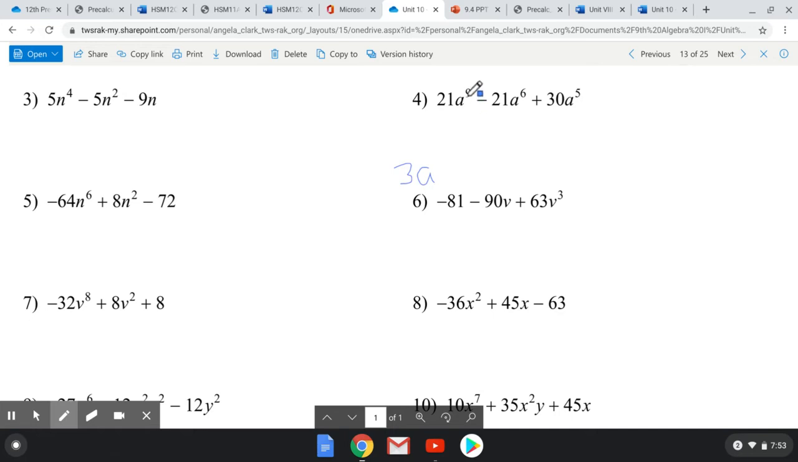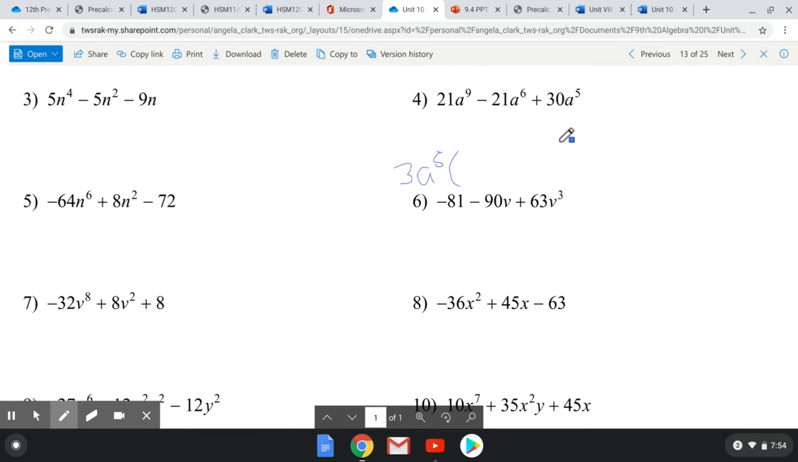If I factored out an A to the 9th, then I'd have negative exponents here, and I don't want that. So I'm going to factor out the smallest power that I have. In this case, that's going to be 5. So I'm going to factor out an A to the 5th. So that's what I'm factoring out. Once I figure that out, then I just need to divide each one of these by this.